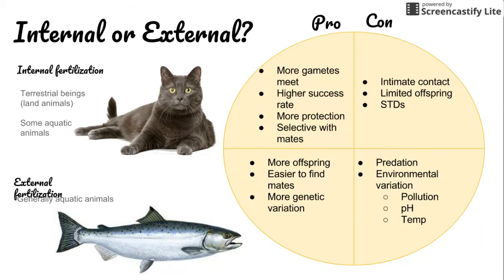Internal fertilization, on the other hand, is generally used by terrestrial animals that live on land. Otherwise, their gametes would become like dry little raisins. This method of fertilization ensures that sperm and egg are close to one another, so fertilization is more likely. Some marine animals also use this method of fertilization. The embryo can be protected inside the mother and help the species become more selective in their partners. Unfortunately, this requires intimate contact, which can lead to STDs. And due to the small internal room in most of these animals, it can also limit the number of offspring reproduced.